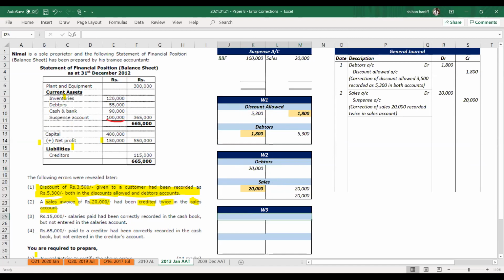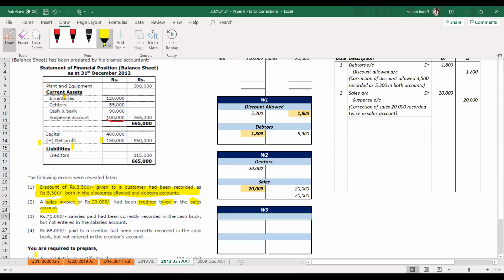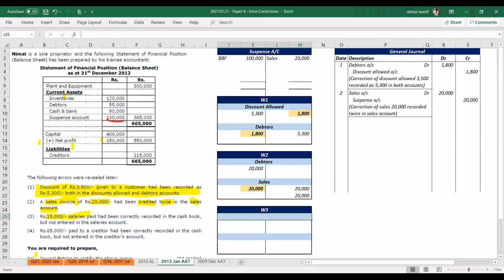Right. So 15,000 salaries paid had been correctly recorded in the cash book but not entered in the salaries account. So the double entry for the salary payment is cash account credit, salaries account debit. So only the 15,000 credit entry for the cash book is recorded. Cash account 15,000 is recorded but not taken to the salary.